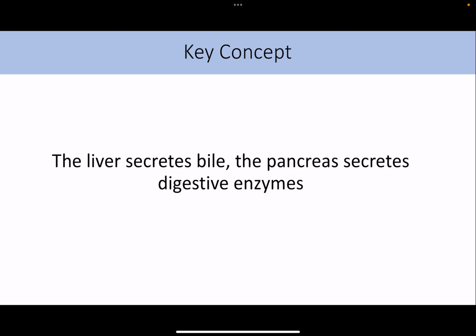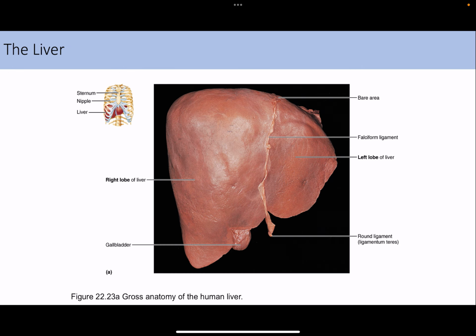So next, the liver secretes bile, the pancreas secretes digestive enzymes. So we went over the anatomy of the liver last time through your digestive anatomy lab. So we have a right lobe of the liver, a left lobe of the liver.